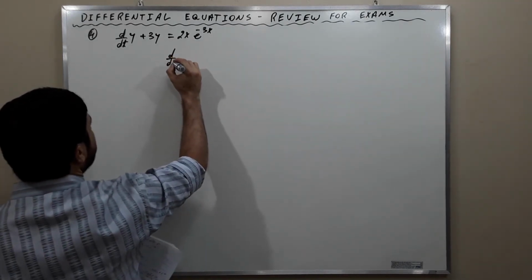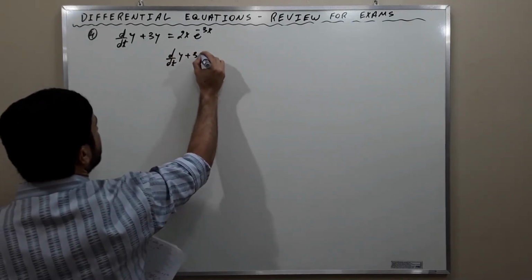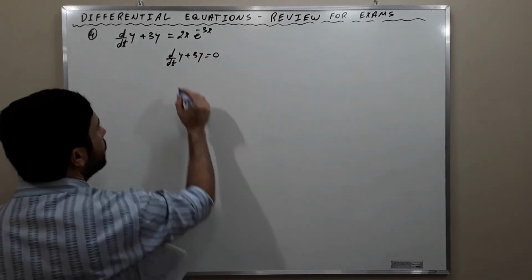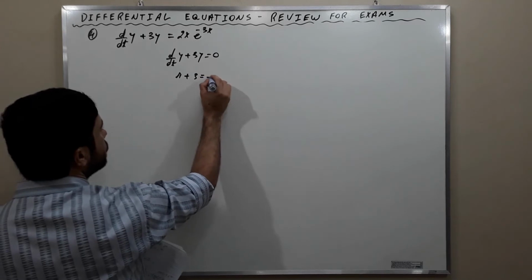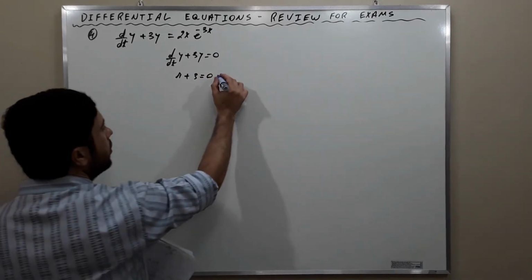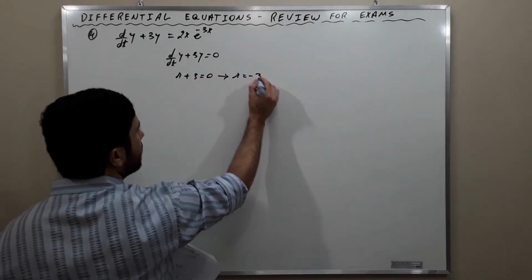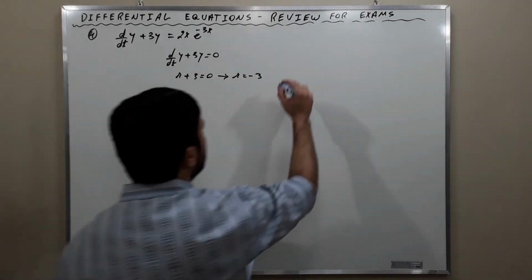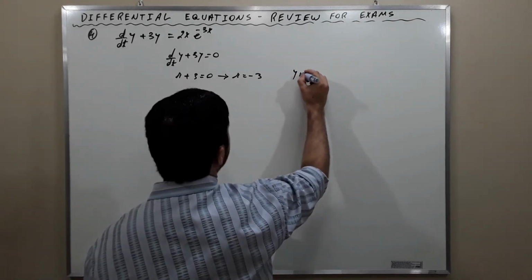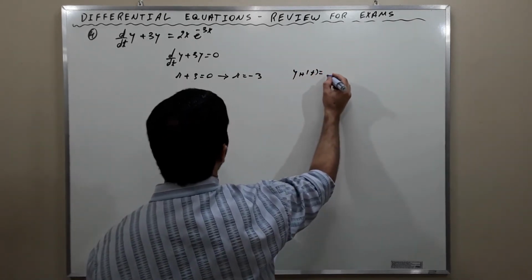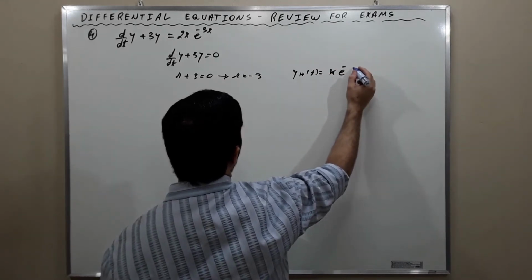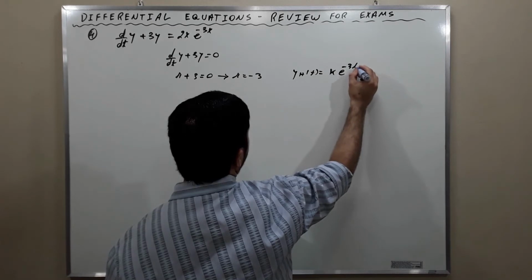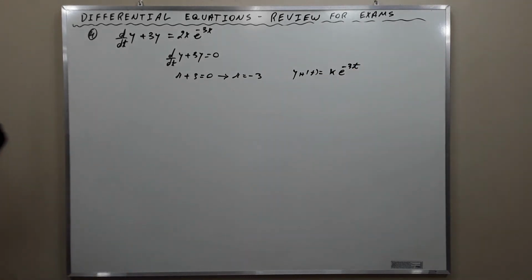The derivative with respect to time of y plus 3y has to be equal to 0, and r plus 3 equal to 0 is the characteristic equation, where r is equal to -3. And in this way, the homogeneous solution is equal to k times e raised to the power of -3t. Okay? This is the general solution.